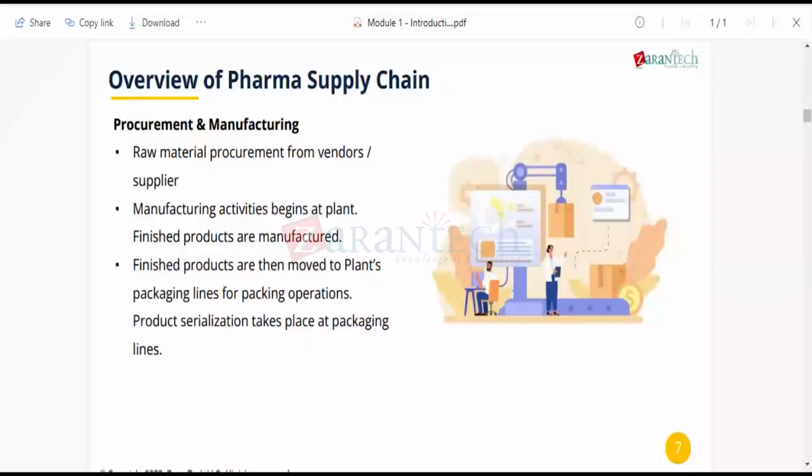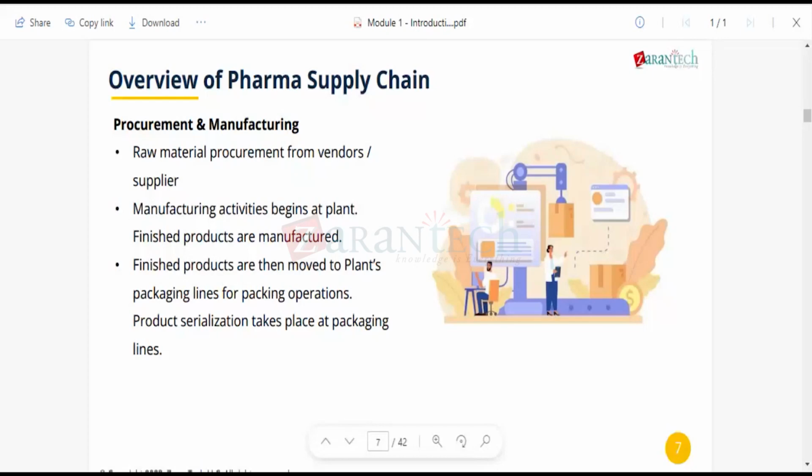These finished products then move to the plant's packaging lines for packing operations, and the product serialization takes place at this packaging line. So let's say if you are working in material management, procurement is that point in the supply chain. If you are working in sales and distribution, then dispatch is the point in the supply chain. Similarly, serialization takes place at the packaging line.